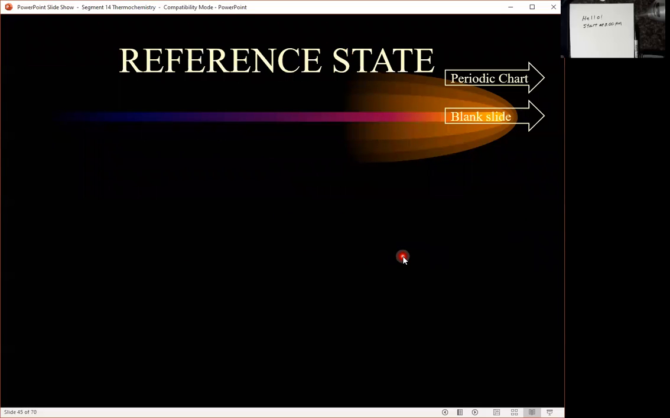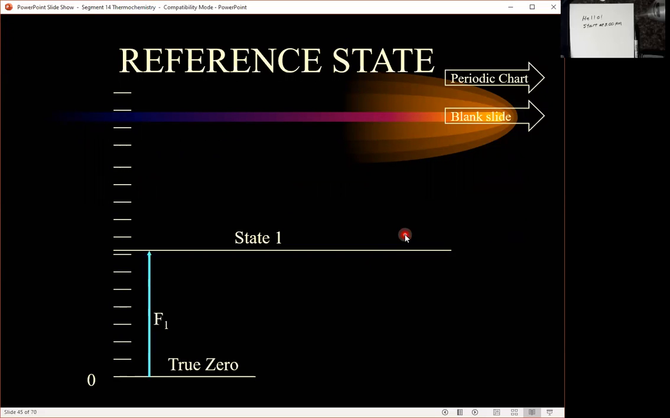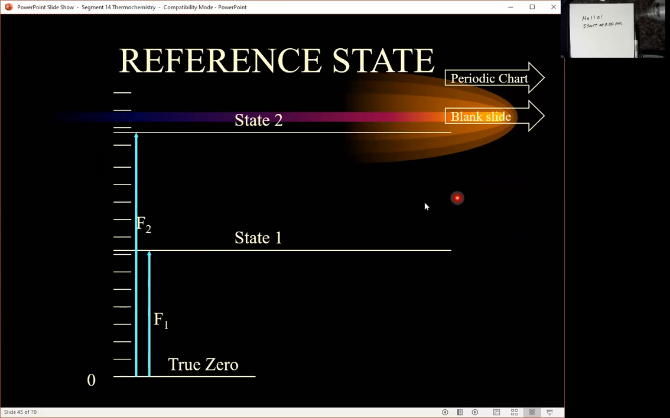Now, I do have a sense that a system has, say, internal energy, that has some value, that if we knew this true 0, we could just count the joules up from here to state 1, and that would be the true value of state 1. Or I could then count the joules all the way up to state 2. That would be the energy of state 2 or enthalpy of state 2, whichever one I'm talking about. Talking about a change in a state function is just this value minus this value.